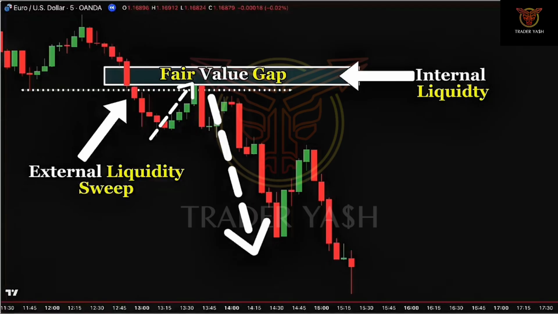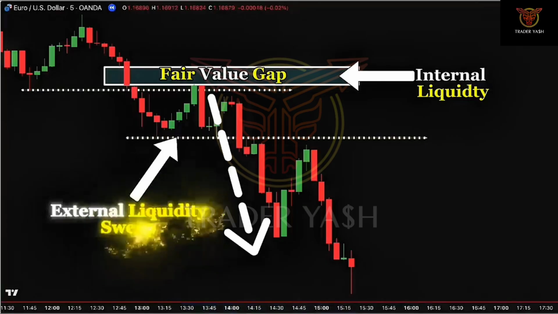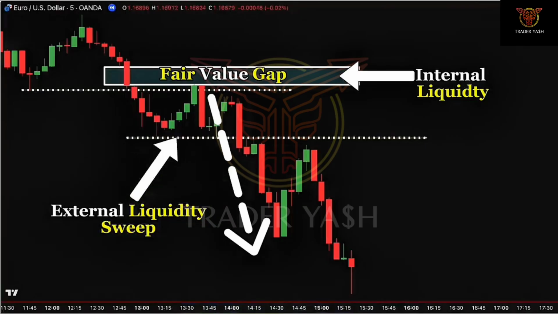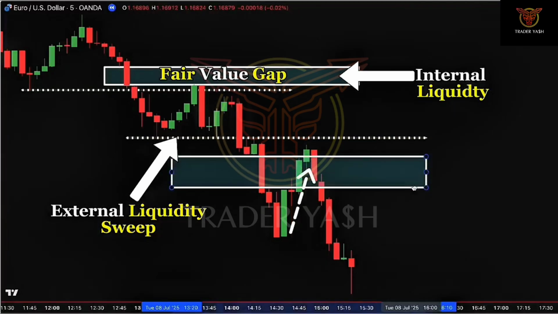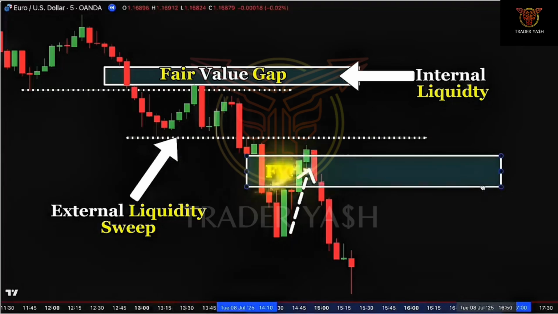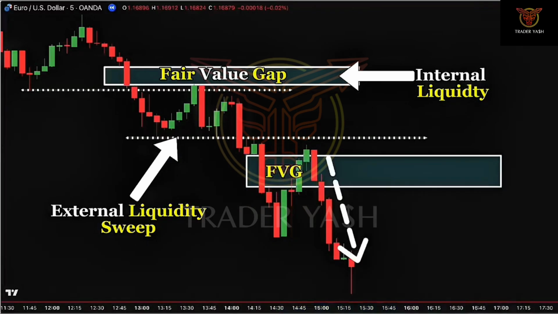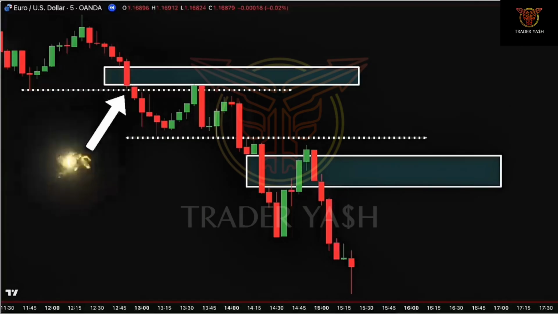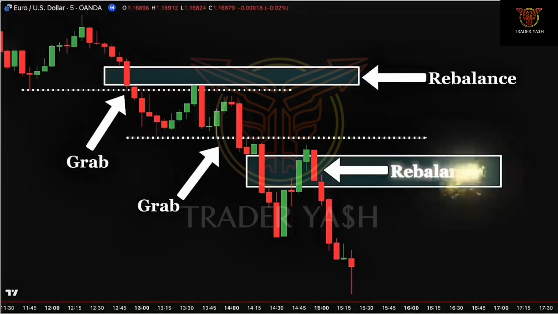Once that internal liquidity is filled, notice how clean that touch is. Price reverses again, this time dropping lower to target external liquidity below the next major low. And just like before, as soon as that external liquidity is swept, what happens? Price transitions once again, this time re-entering internal structure, moving right back into another fair value gap. And from that internal liquidity zone, we get yet another reversal. This sequence shows you exactly how price rotates, from external liquidity to internal liquidity and then back again. It's like a heartbeat. Grab, rebalance, grab, and rebalance.